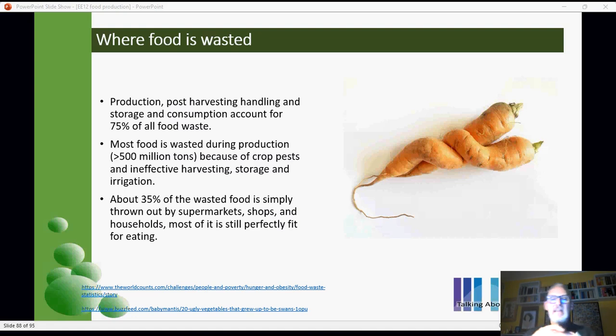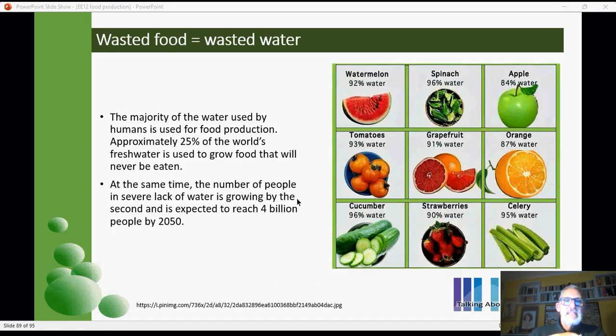Okay, so Runa's gone. Okay, that's fine. But the thing is that quite a lot of the stuff that's thrown out is still perfectly fit for eating. Okay, so let's just think about this. Wasted food is wasted water. So if you consider the water content of these different types of fruit, when you're throwing these things away, you're throwing this water away, and in some cases this water is actually quite a precious resource locally for where these things are grown. And so this is something which is well worth considering.